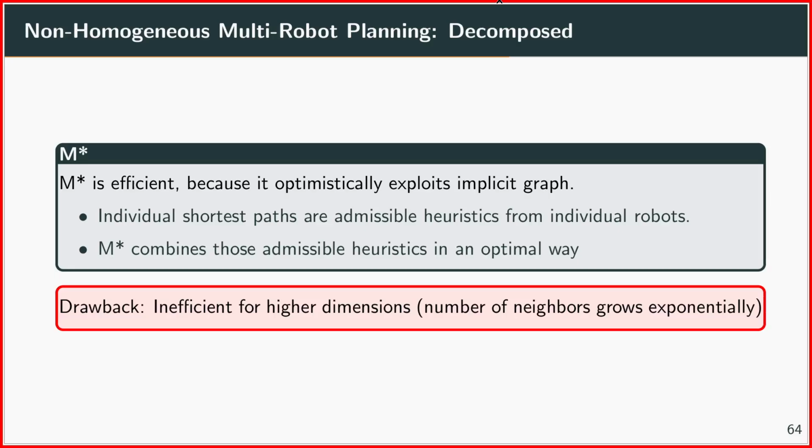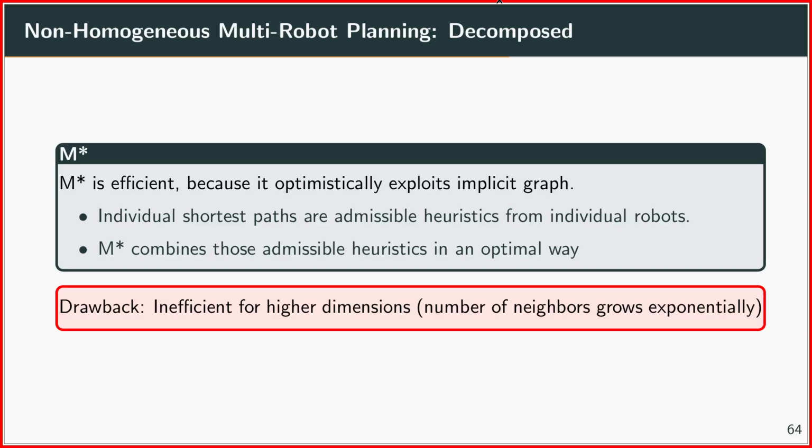yeah, just to summarize, so M star is actually pretty efficient because it optimistically exploits this implicit graph without actually computing it. And individual shortest paths are actually acting as admissible heuristics from the individual robots, and this is very similar to how A star computes it. And M star is actually combining those admissible heuristics in an optimal way. So it's a very nice way of how you can employ A star as a multi-robot planner.